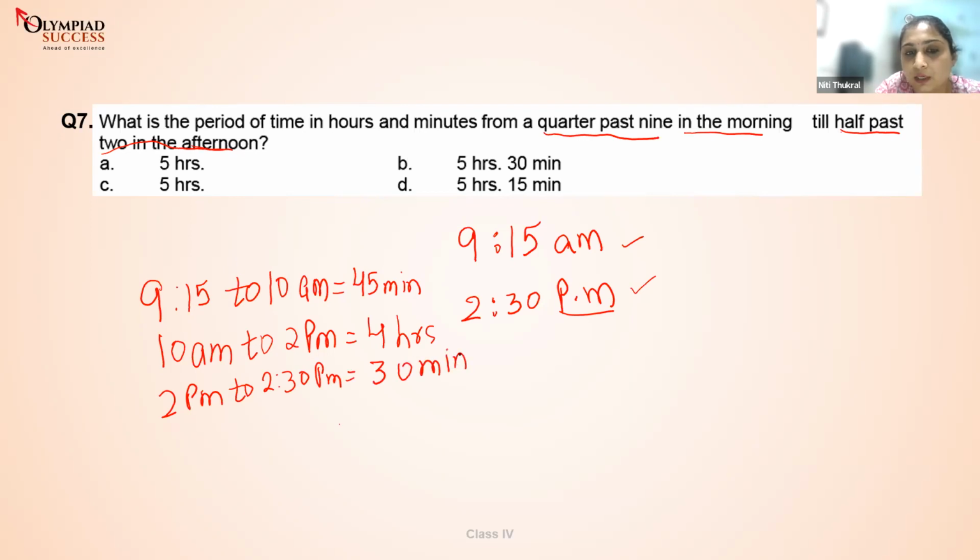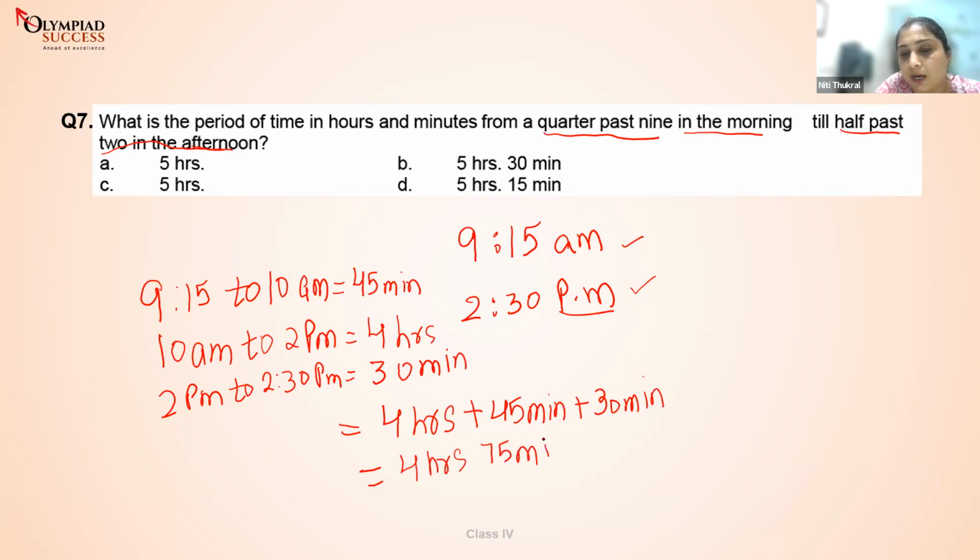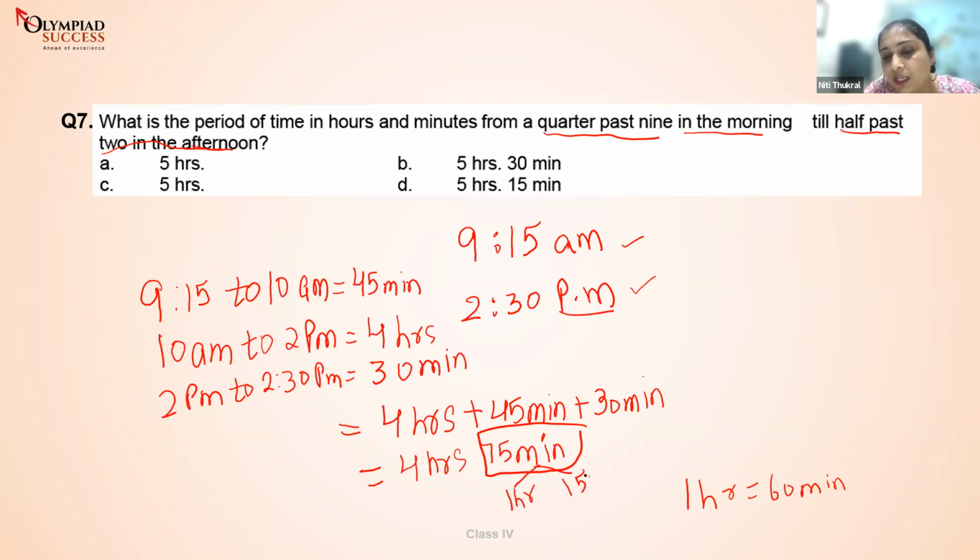30 minutes. Absolutely correct. So now if I add all this, 4 hours plus 45 minutes plus 30 minutes, what am I going to get? 4 hours, 75 minutes. But we do not have any time which is 75 minutes, right? Because 1 hour has only 60 minutes. So we will split this 75 into 1 hour, 15 minutes. So 1 hour will go to this 4 hours, so it will be 5 hours, 15 minutes. Everybody got this? Everybody has understood?